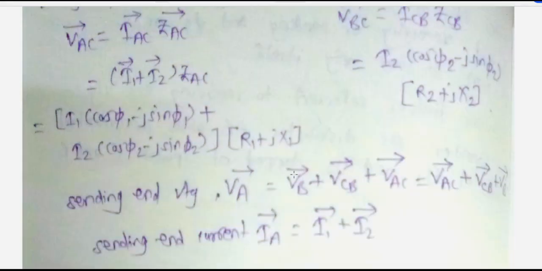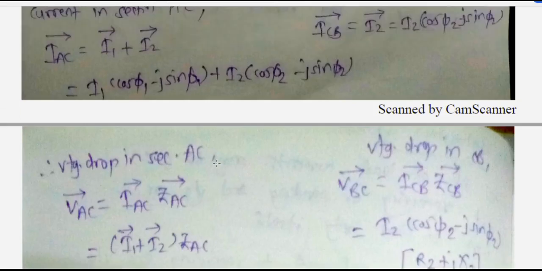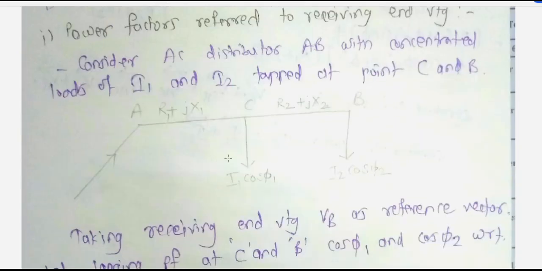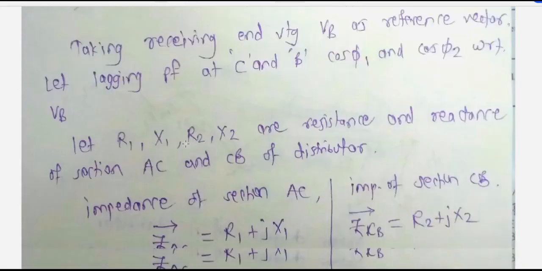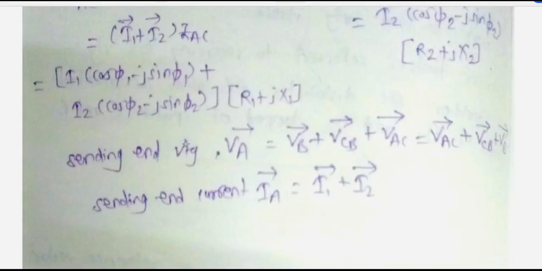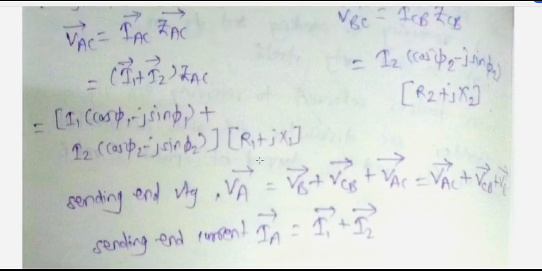We are interested in the sending end voltage. Initially we considered this as the receiving end voltage and this as the sending end voltage, so we are interested in VA. VA bar is equal to VB bar plus VCB bar plus VAC bar. So all the voltage points we are considering here.